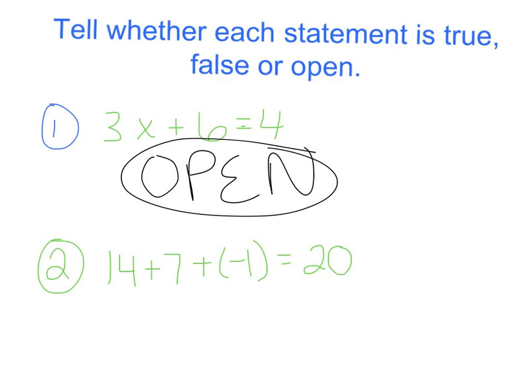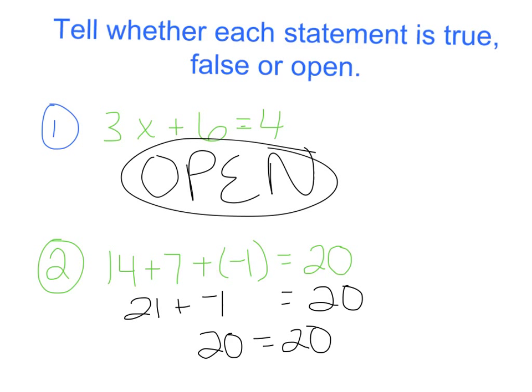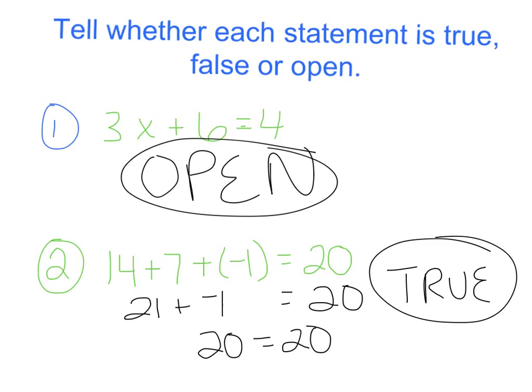Okay, number 2, if you notice, there is nothing you need to do to this side of the equal sign. Basically, all we want to do is figure out if the left-hand side here will equal 20. If it does, it's going to be true. If it doesn't, it's false. So first thing we do, it's all addition here. 14 plus 7 gives you 21 plus negative 1, and 21 plus negative 1 gives you 20. And 20 equals 20, so this is true. And that is how you tell whether a statement is true, false, or open.